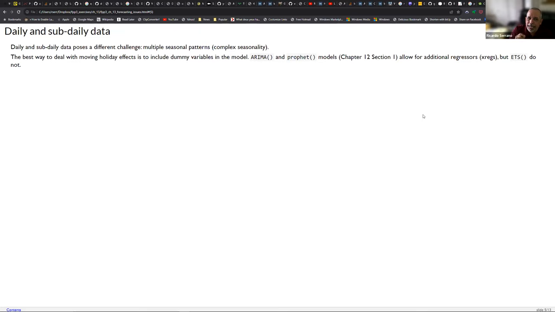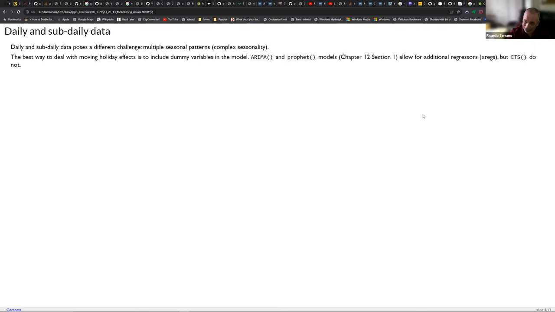So here, the use of additional regressors, what we call X-regs, in other words, other information that is not contained within the time series, okay? Like I mentioned, for example, the price of oil, the inflation index. Could that help for the gasoline? So some models accept those extra regressors. For example, the ARIMA model and the PROFIT model that we discussed in chapter 12 accept additional X-regs.